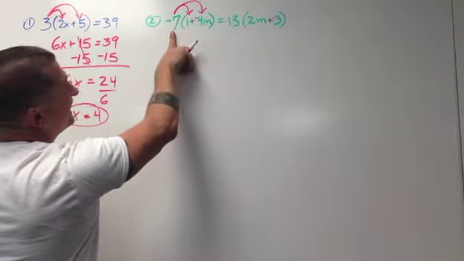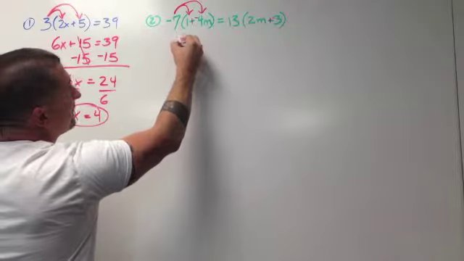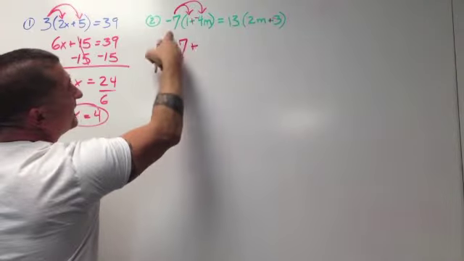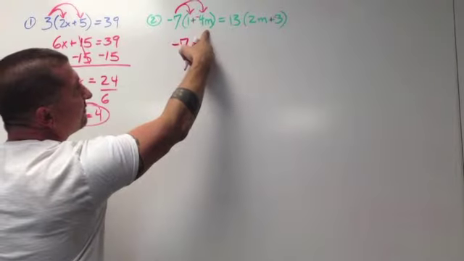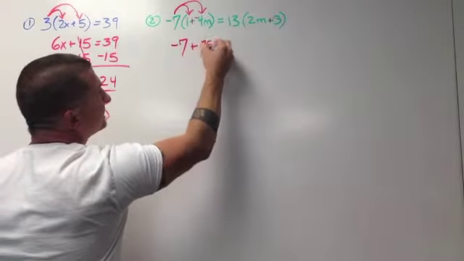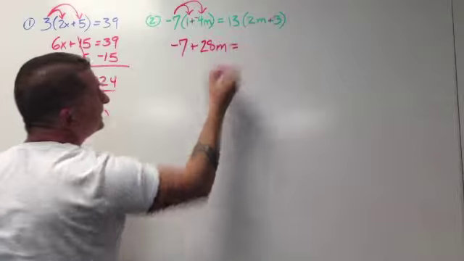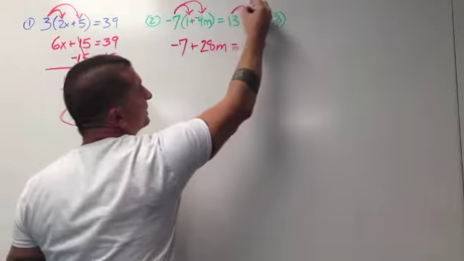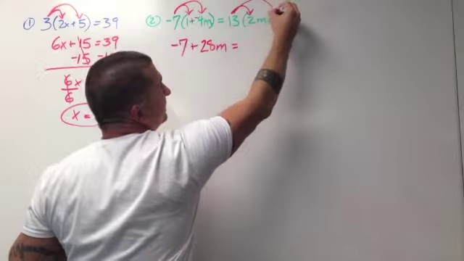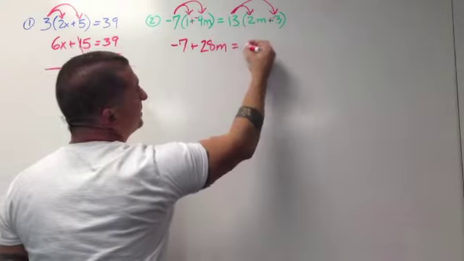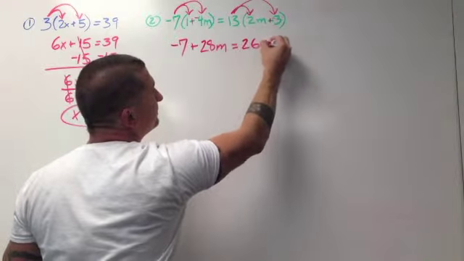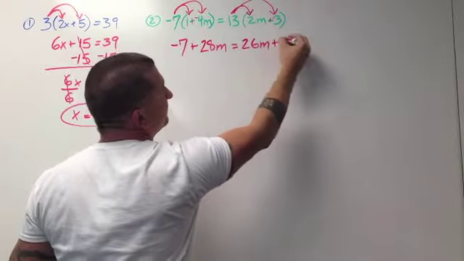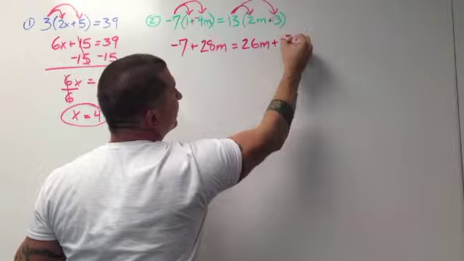All right, so I have -7 times 1, which is -7, plus -7 times -4m, which is positive 28m. And that equals our right side, which we're going to distribute 13. So 13 times 2m is 26m. And then we're going to distribute 13 to -3, which is -39.